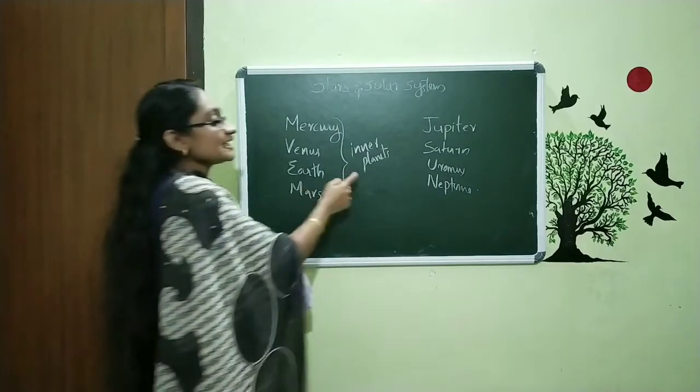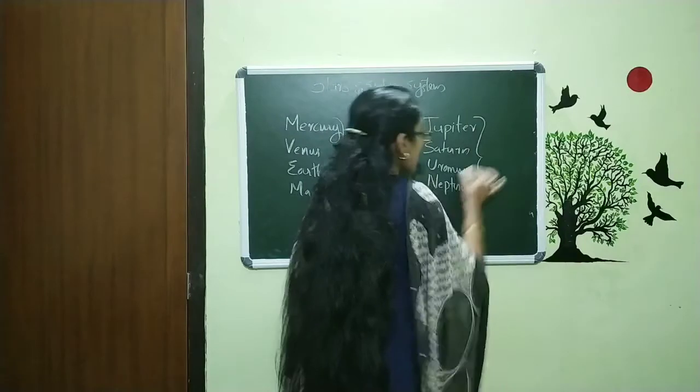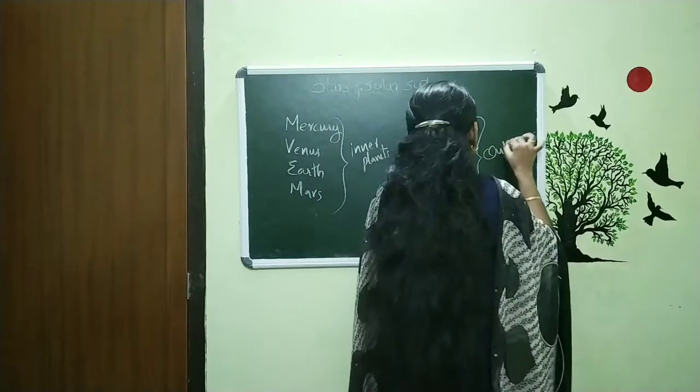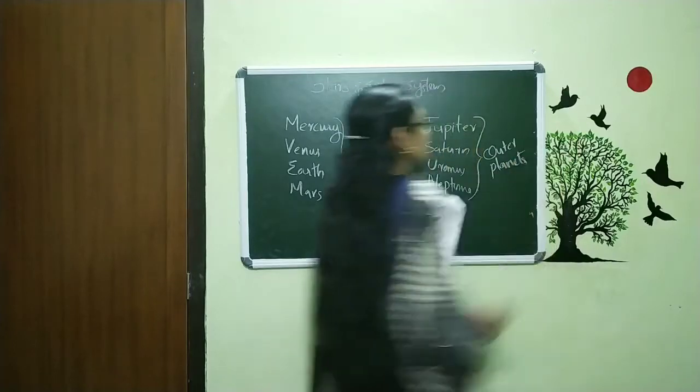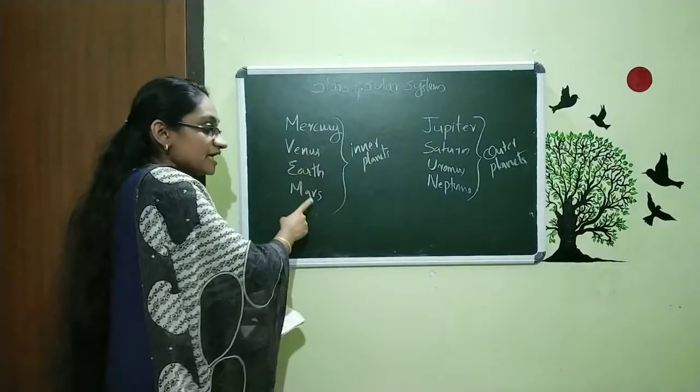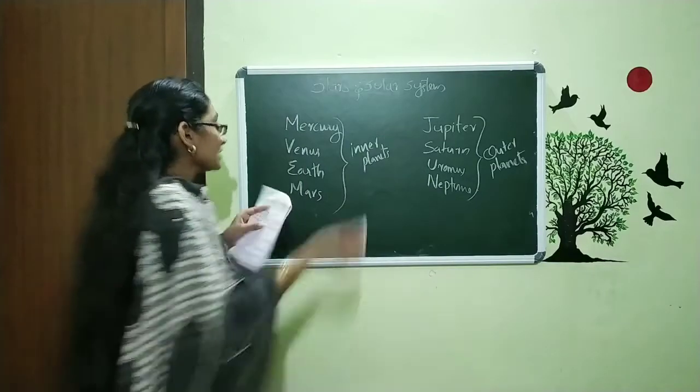So we call them inner planets. And the further four are what? Outer planets. So this is inner planets and that is outer planets.